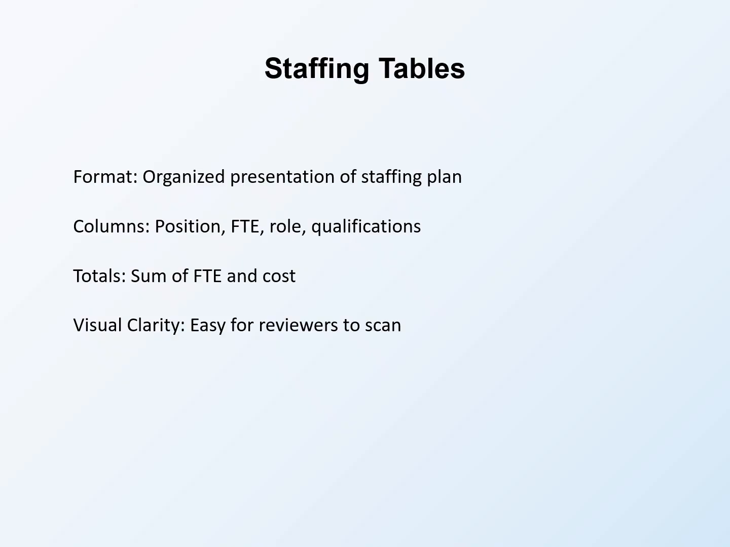Fourth, note the funding source for each position. Some positions may be funded entirely by the grant, while others may be cost-shared or supported by other sources. This information should align with your budget. Fifth, briefly describe key qualifications or responsibilities for each position. This helps reviewers understand how the positions fit together as a team. Keep descriptions concise but informative. Staffing tables should be easy to read at a glance while providing essential information about your team structure.